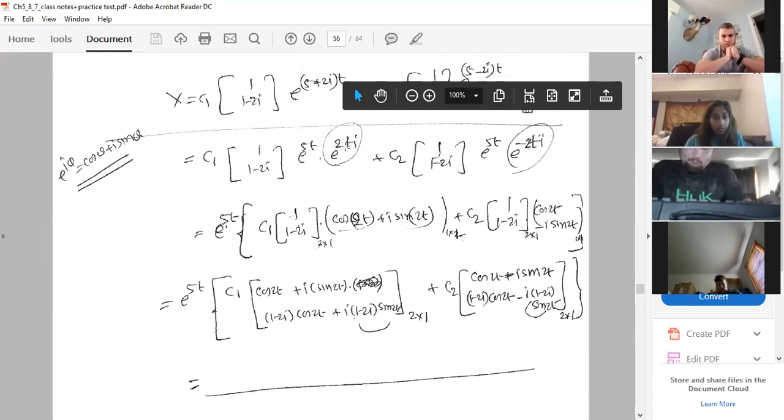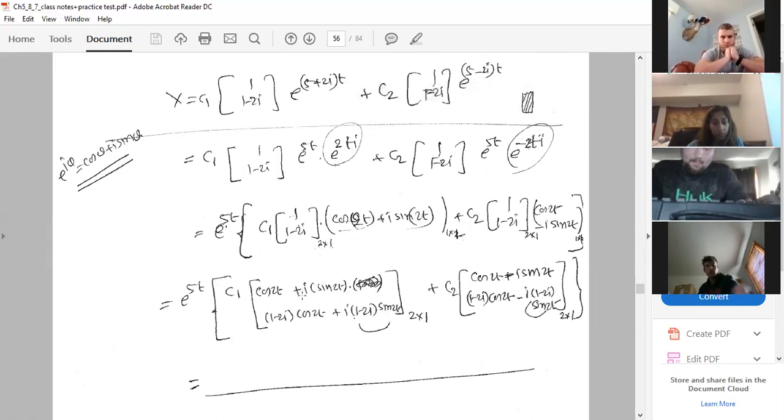E to the power i theta, so cosine 2t plus i sine 2t. Cosine 2t plus i sine 2t. Let me separate my real and imaginary parts like this. I just leave it to you. So C1 times cosine 2t plus C2 times cosine 2t, right? And C1 times (1 minus i) times this one, and (1 minus 2i) C2 times this one, e to the power 5t out.